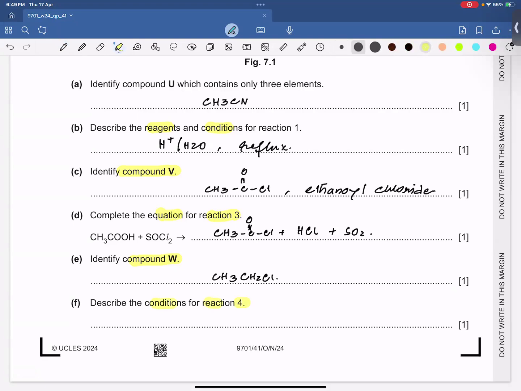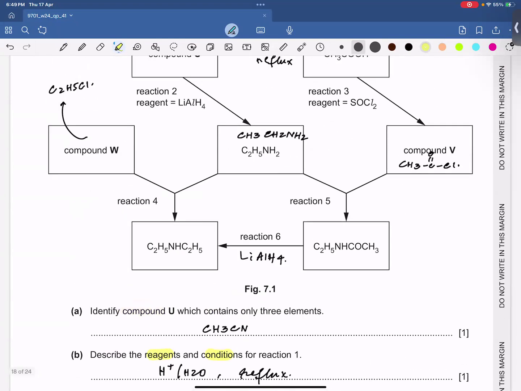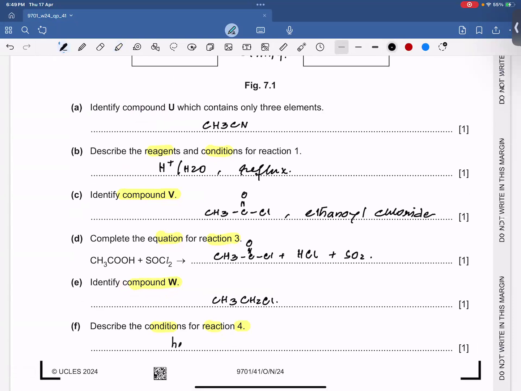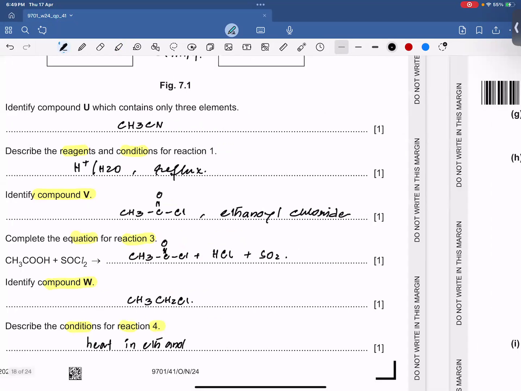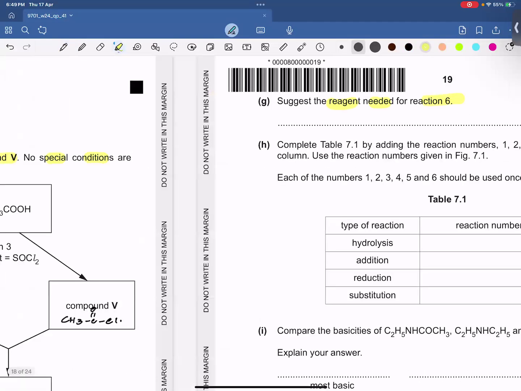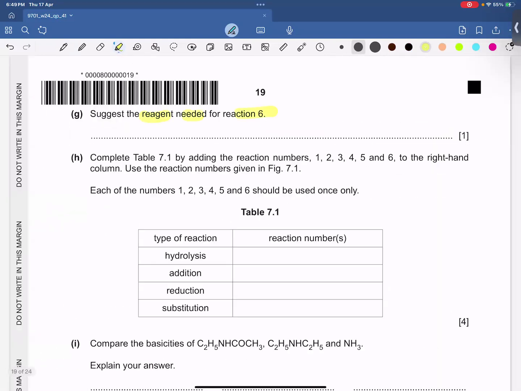Describe the conditions needed for reaction 4. Reaction 4 is condition. So just heat in ethanol in a sealed tube. Okay. Let's move on to the next. State the reagents needed for reaction 6. What is reaction 6? Lithium aluminum hydride, because I'm reducing amide and turning them into amines.